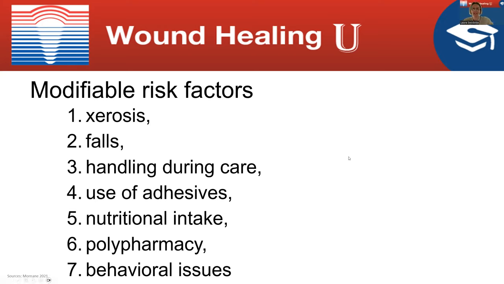Our nutritional intake, like we talked about. Polypharmacy is huge, and I think that just goes along with aging, and that we know as we age, we tend to accumulate more and more pharmaceuticals that we're taking. And like we talked about before, behavioral issues. So certainly a modifiable risk factor to some degree, that hopefully we could decrease aggressive or agitated behaviors and the patient using their arms and being at risk for skin tears due to that.